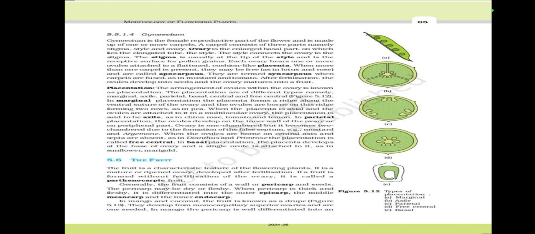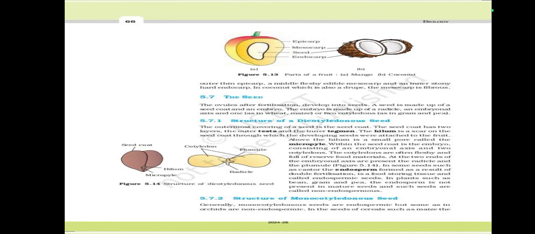Types of placentation: marginal, axial, parietal, free central, and basal. So here in figure 5.13 we have parts of fruits, the mango and the coconut, showing epicarp, mesocarp, seed, and endocarp.